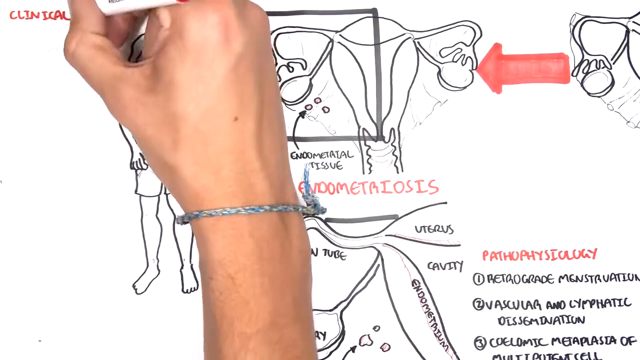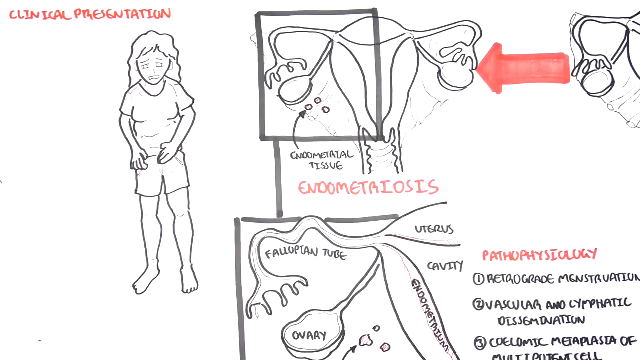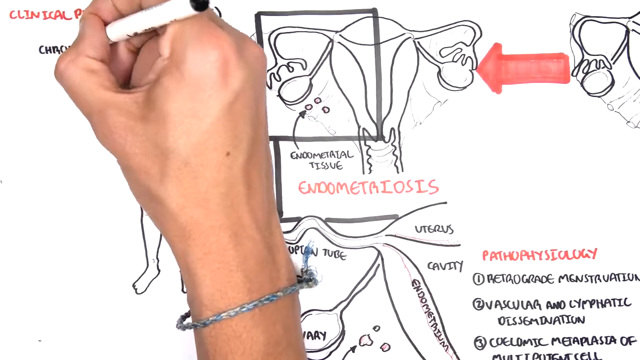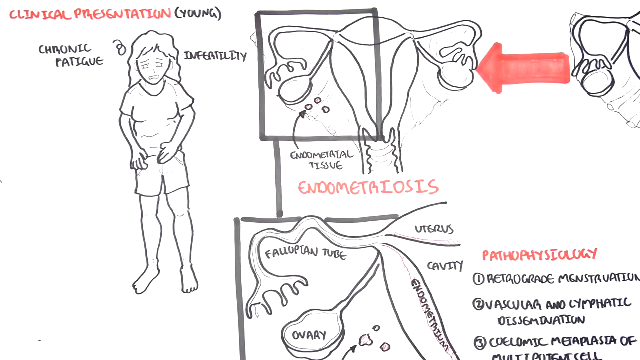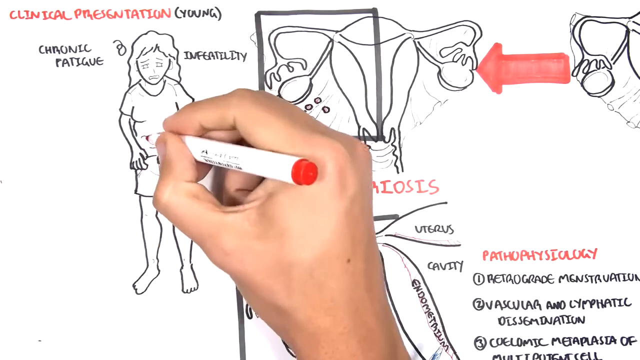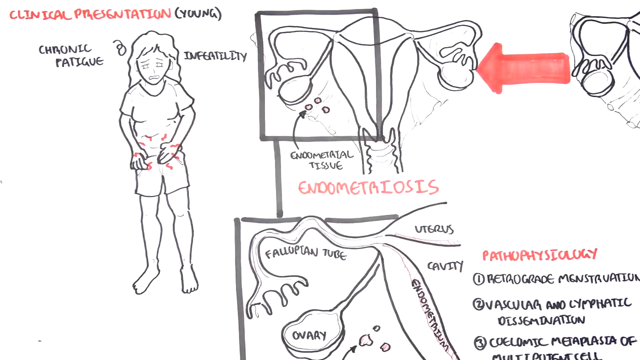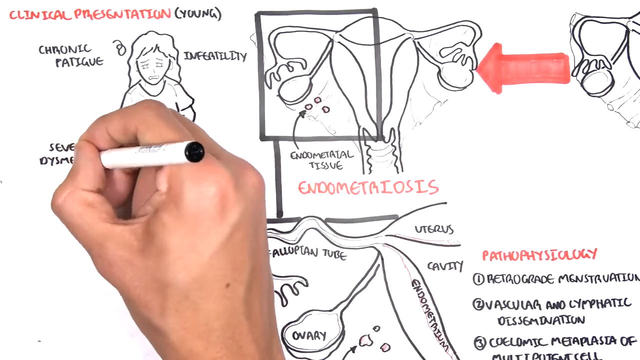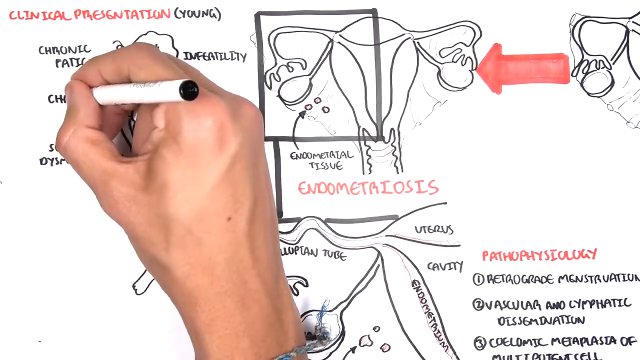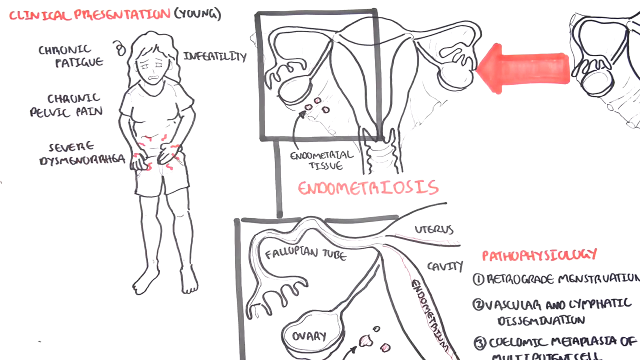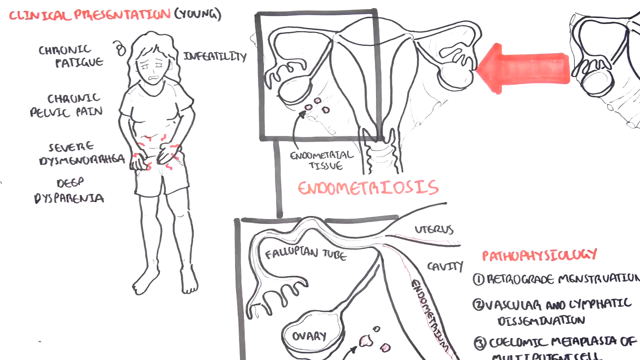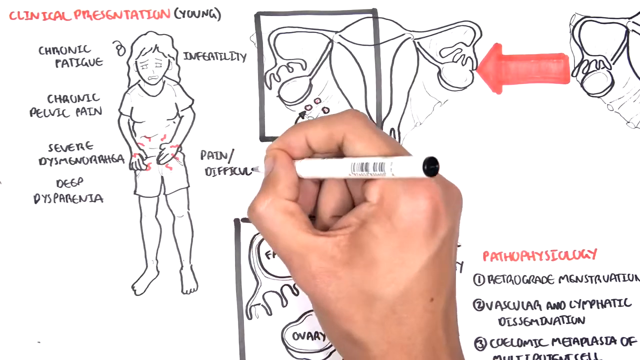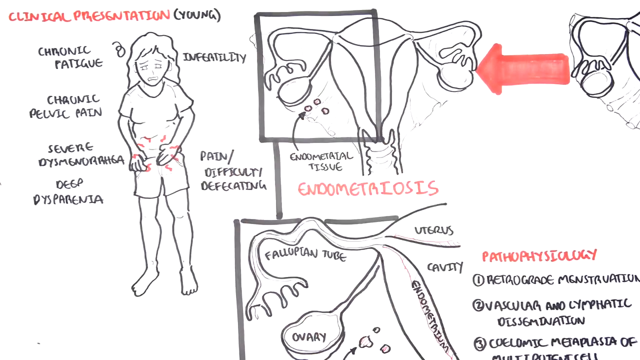Usually endometriosis presents in younger women between 20 and 30 or 30 and 40. Usually symptoms are bad, heavy periods. They can present with chronic fatigue. Infertility is also a common presentation, not being able to conceive. Chronic pelvic pain is very common, as is severe dysmenorrhea, which is painful menstruation. They can also have deep dyspareunia, which is deep pain during sexual intercourse, and pain during defecation.